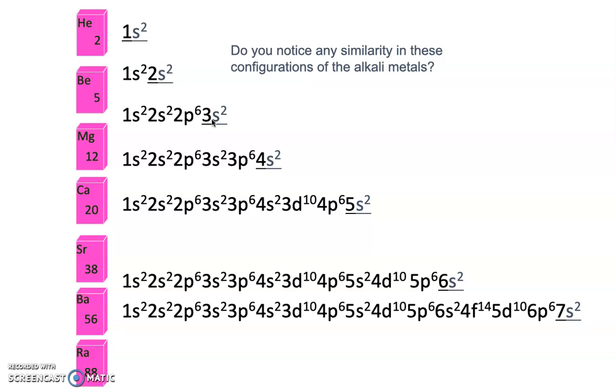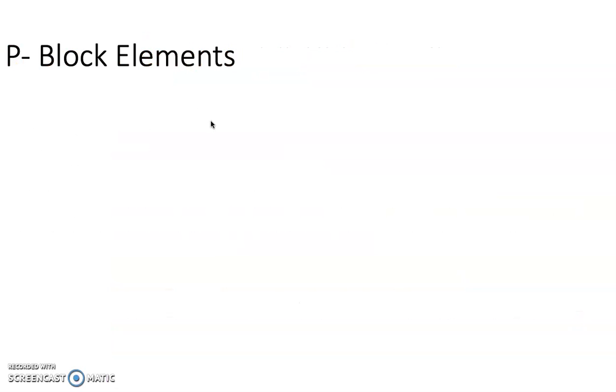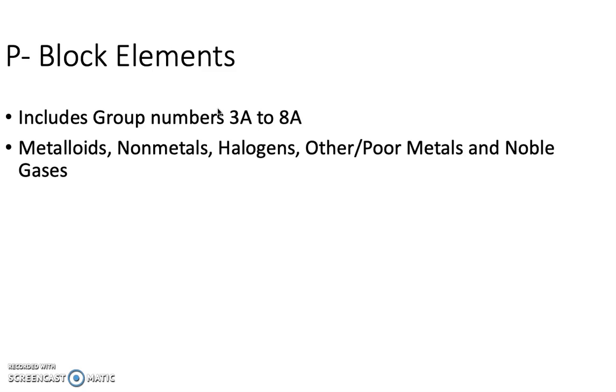Okay, it's important to note. Now let's look at the P block elements. P block elements include group numbers 3A, okay, to 8A. They are on the right side of the periodic table, and there's quite a few. There's the metalloids, nonmetals, halogens, other or poor metals, and noble gases. There's a group electron configuration. Because there's 6 groups, okay, we have 1 to 6. Okay, this is your general electron configuration.